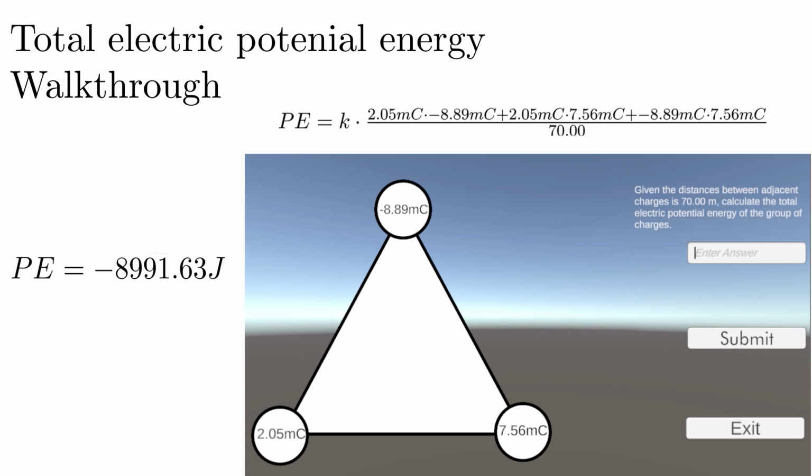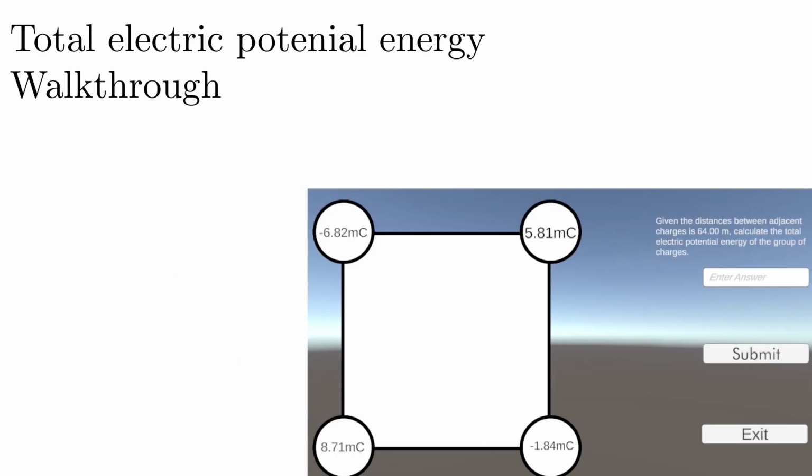8,991.63 joules. The question states that given the distance between adjacent charges is 64 meters, calculate the total electric potential energy of the group of charges. This problem is a lot harder since there are 4 charges and you cannot simply take the potential energy of 2 adjacent ones and call it a day.